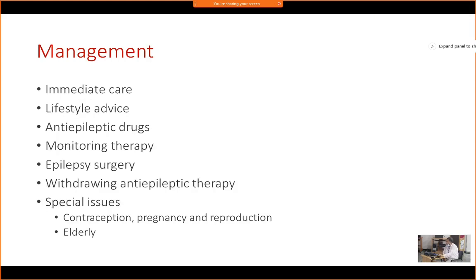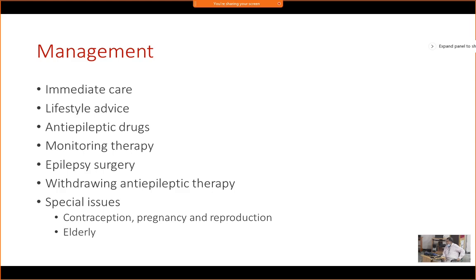What are the management options in a patient with seizure? First is the immediate care, what you are going to do or what the attendant is going to do when a person has got epilepsy, has developed an attack. Then certain lifestyle advices or avoidances, then the specific anti-epileptic drugs which will prevent recurrences of the disease. Together with that, one has to monitor the treatment. If none of these responds, you have to take help of surgeries.